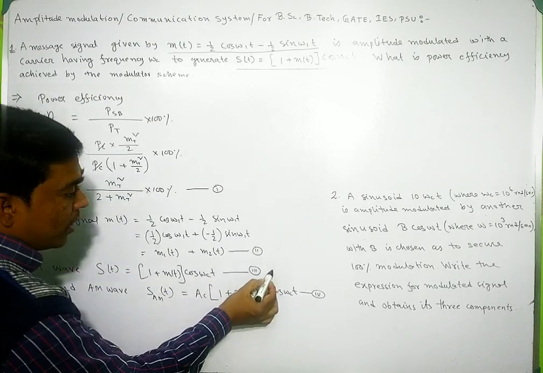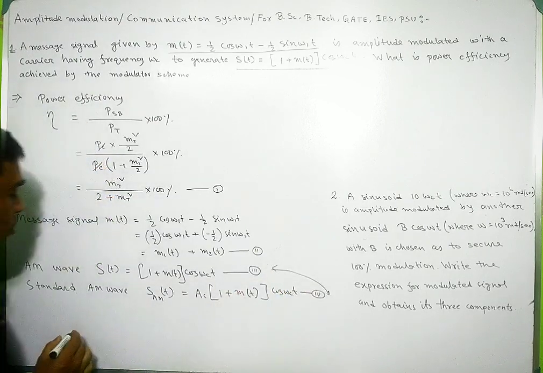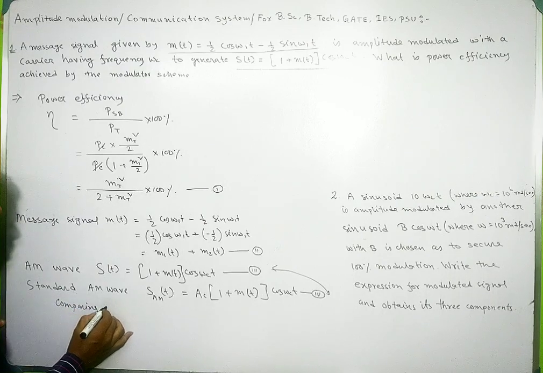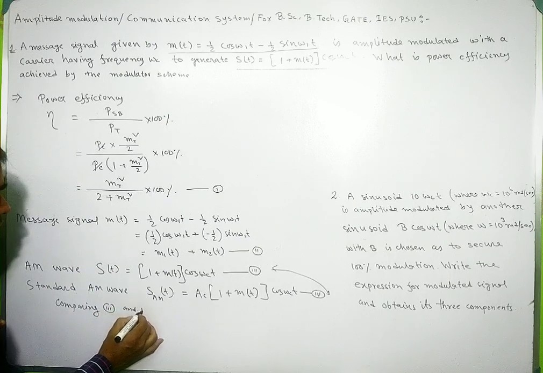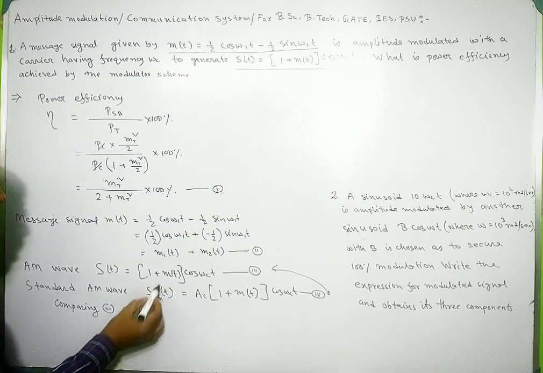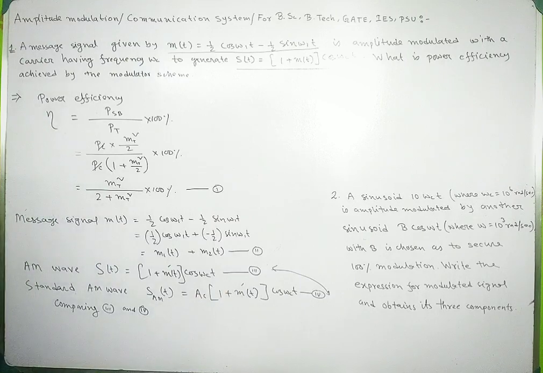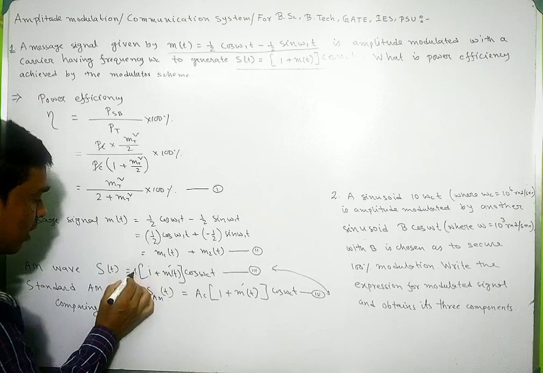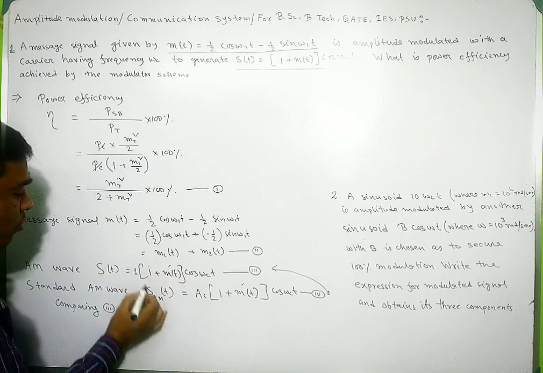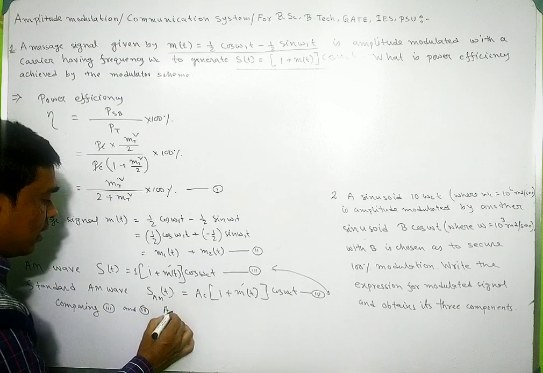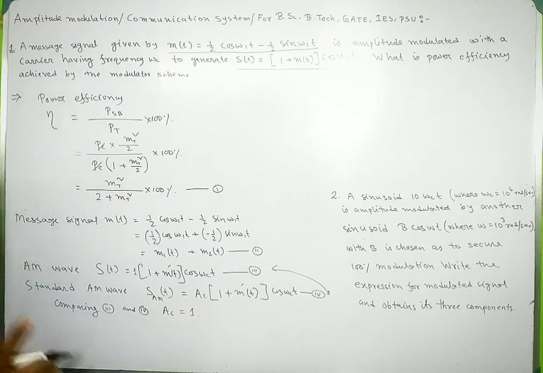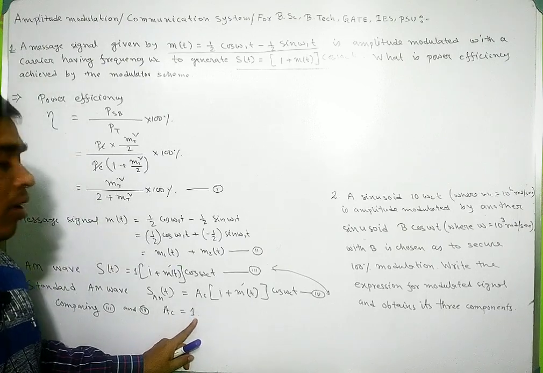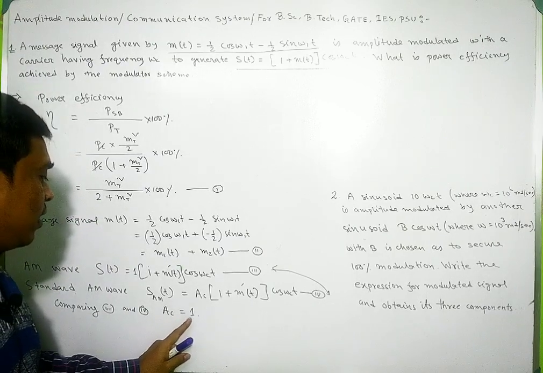Now if I compare these two equations, comparing 3 and 4, these are similar, but there is one. So here is Ac, so you can write that Ac is given by 1. So the carrier wave has an amplitude of 1. So here you can calculate that Ac is 1.